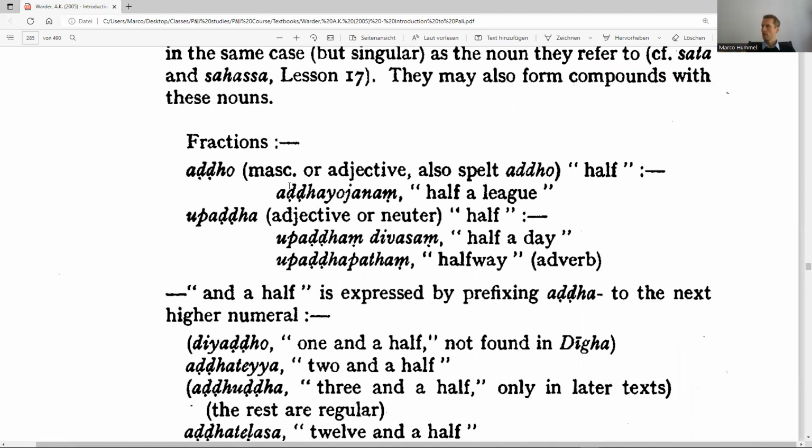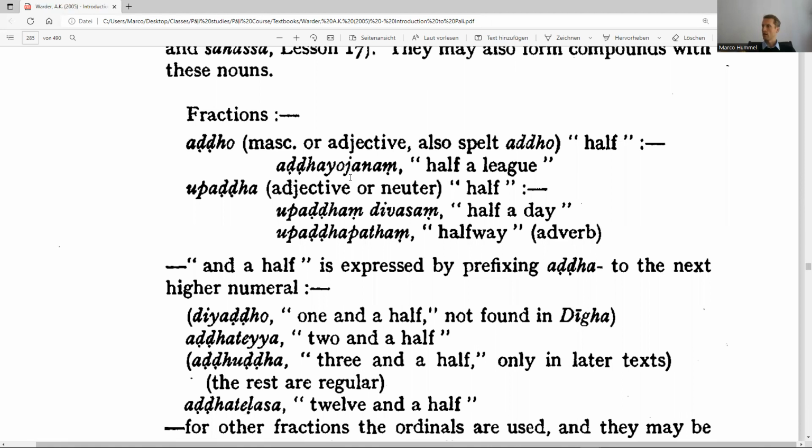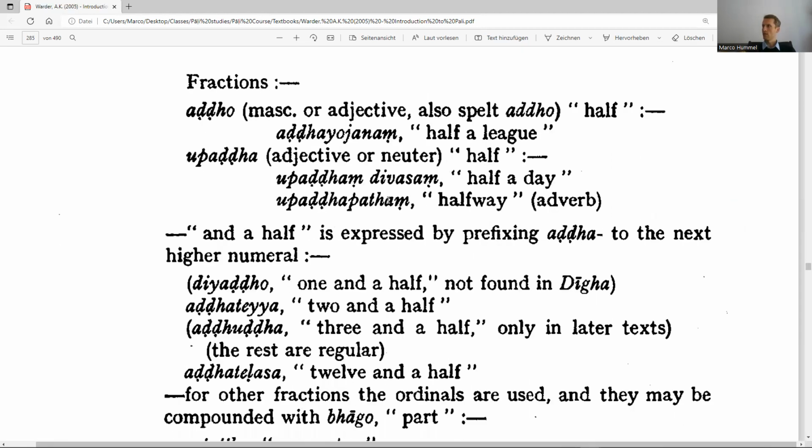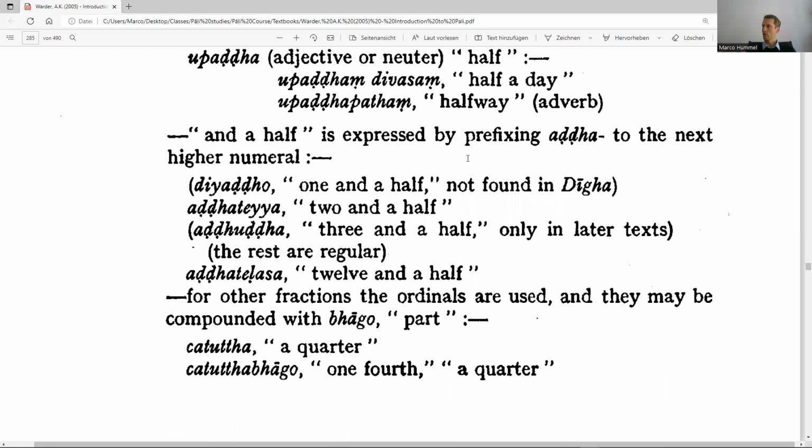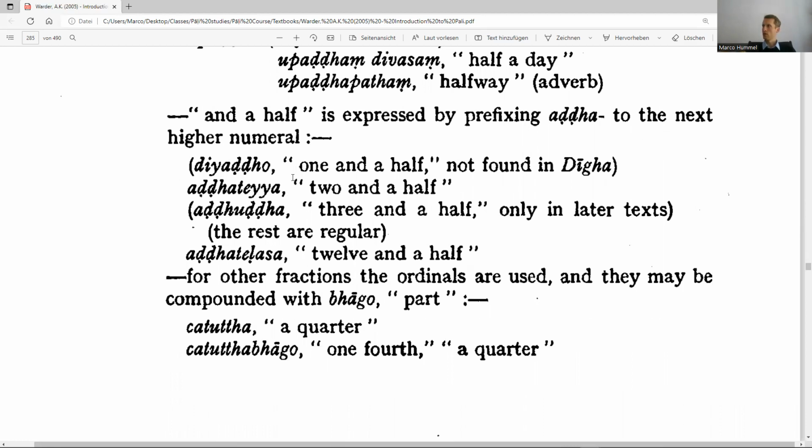So the fractions: addha, masculine or as an adjective, also spelled aḍḍha, half; addha yojanaṃ, half a yojana. Upaḍḍha, adjective or neuter, half; upaḍḍhaṃ divasaṃ, half a day; upaḍḍhapathaṃ, halfway, as an adverb. And a half is expressed by prefixing aḍḍha to the next higher numeral: diaḍḍha, 1.5, not found in the Dīgha Nikāya.